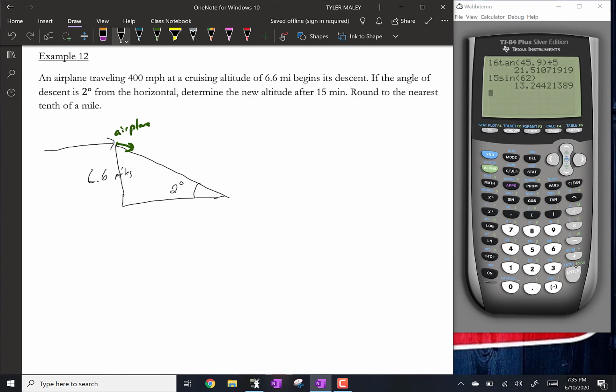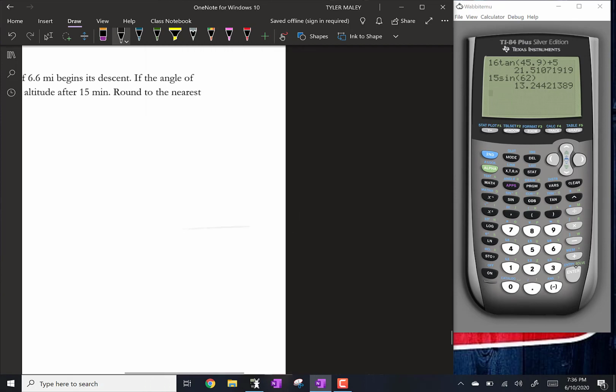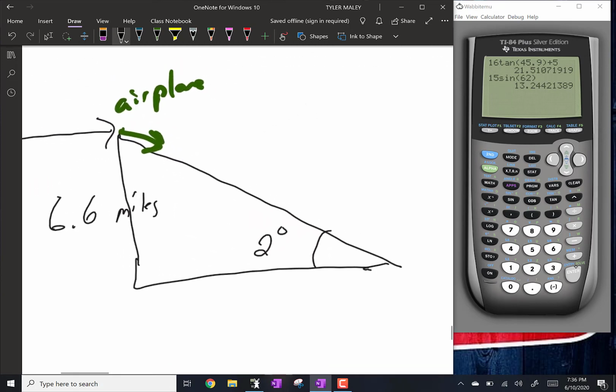And what we're trying to find is the new altitude after 15 minutes, right? And we know the speed of the airplane, right? So basically the way I'm imagining this, and maybe it would help if I zoom in and make this a little bigger, the plane's going to keep going, and then after 15 minutes, what we want to do is figure out the height of the plane, right? So in other words, I want to find this h value, right? That's what we're trying to figure out.